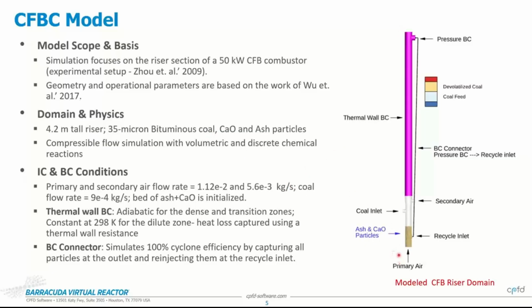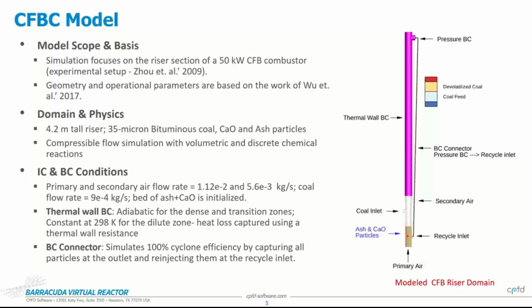And basically, what we do is we initialize the system, as you can see down here, with a bed of ash and calcium oxide particles. So this is an initial condition that you place down here, and then you inject primary air coming from the bottom of the riser. And then, as I was pointing out previously, you also have secondary air stage combustion that happens. Now, coal is injected from the inlet on the side down here.